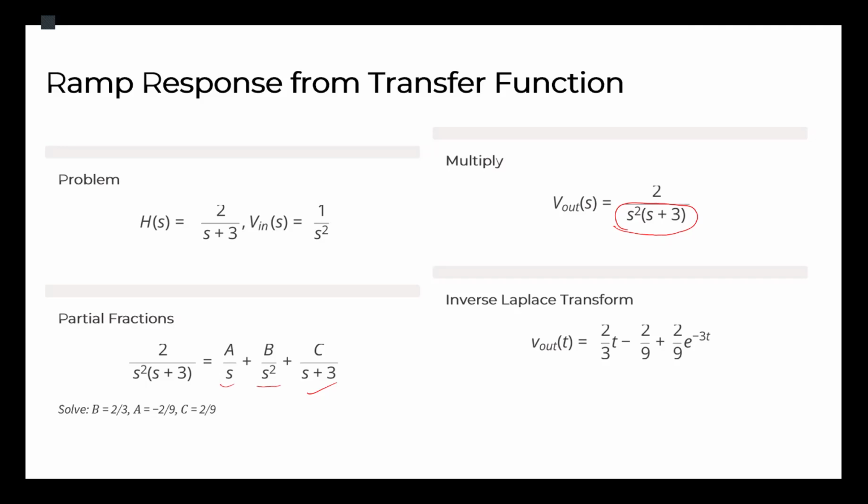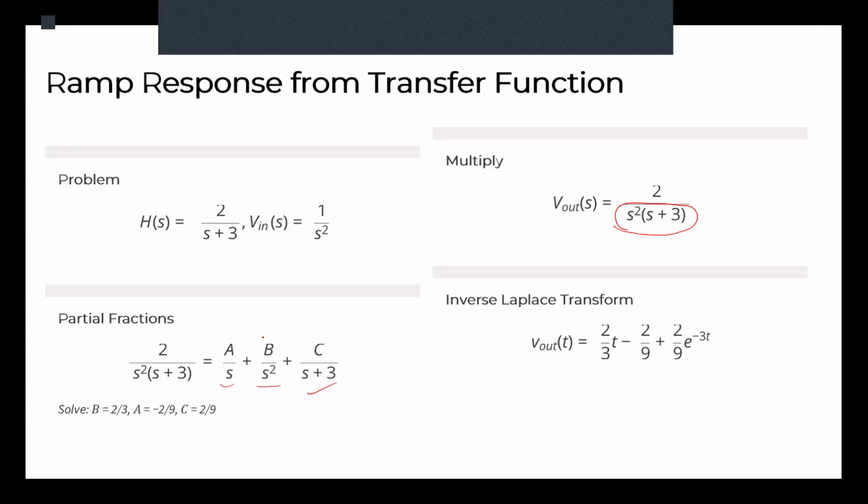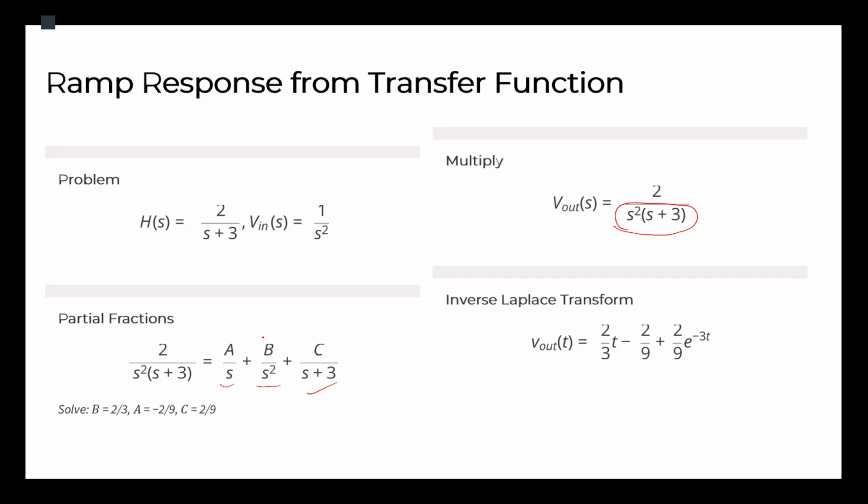Now you know how to inverse the s domain function to the time domain. A over s is a times the step function, so it's going to be a. B over s squared is b times the ramp function, which is t, so it's going to be bt. And the c over s plus 3 is c times the step function that has a shift, which means we have to multiply it by e to the power of minus 3t. Is that clear? So very simple.